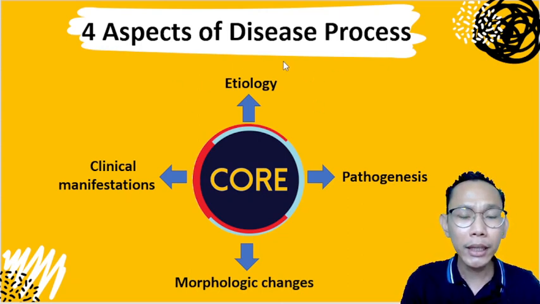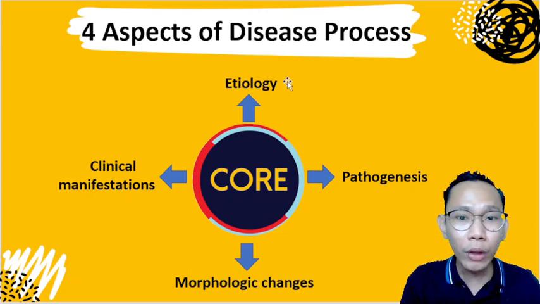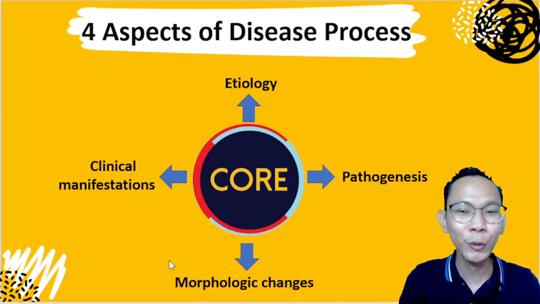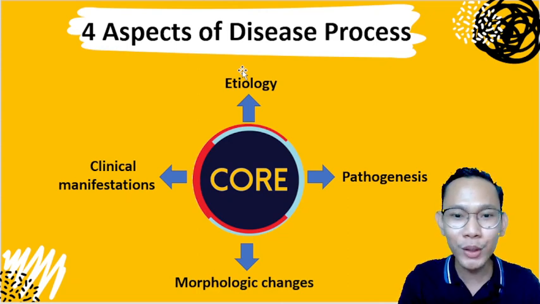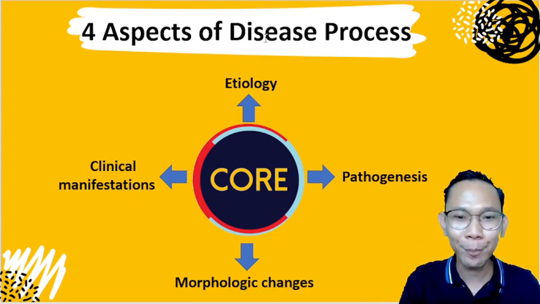Pag sinabi nating etiology, you are actually referring to the cause of the disease. Without the cause of the disease, pathogenesis, morphologic changes, clinical manifestation will not happen. In short, kailangan ng etiology for these other 3 aspects of disease process to occur. Meaning it is the cause, the origin of the disease. That's etiology, the basic concept ha. We just talk about the basic concept.